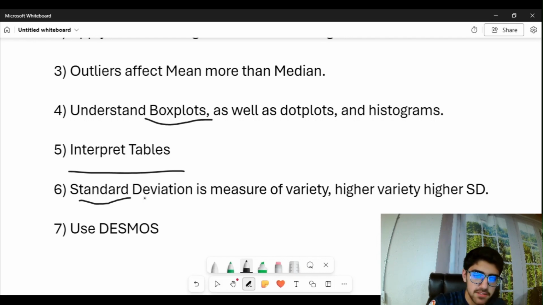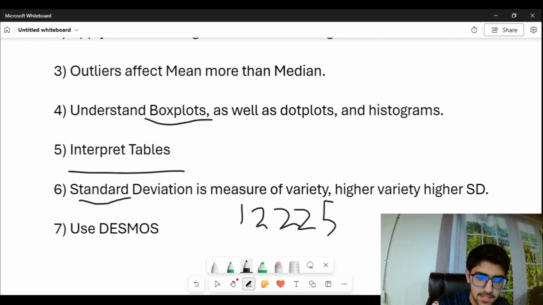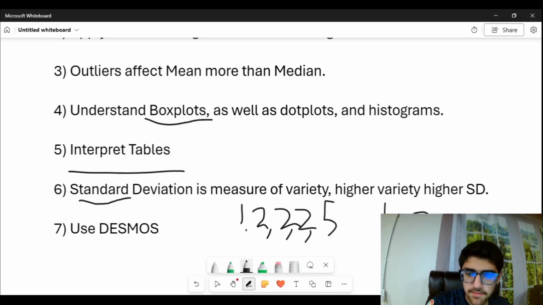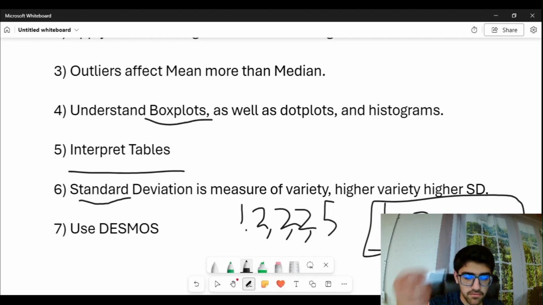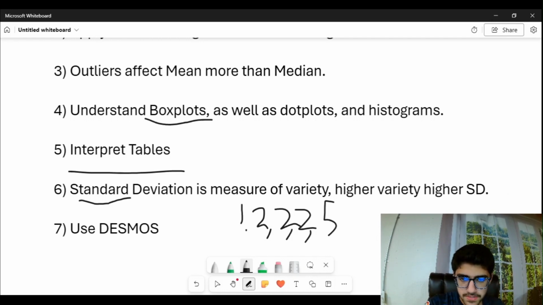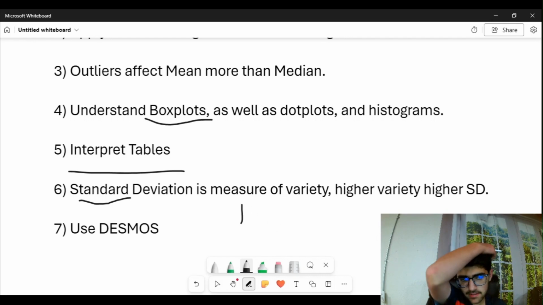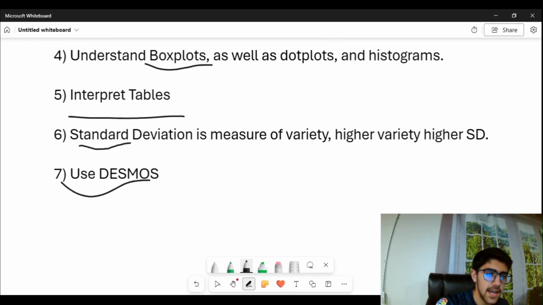Basically, standard deviation measures variety. A higher variety means a higher standard deviation. That's literally it. So if I have 1, 2, 1, 2, 2, 2, and 5 as my data set, or I have 1, 2, 3, 4, 5, this one has a higher standard deviation because it has more variety. Just know the definition of it because it might give you 10 or 20 points. And use Desmos.